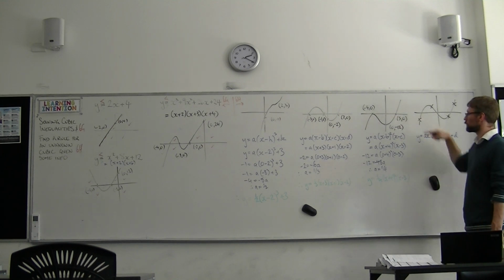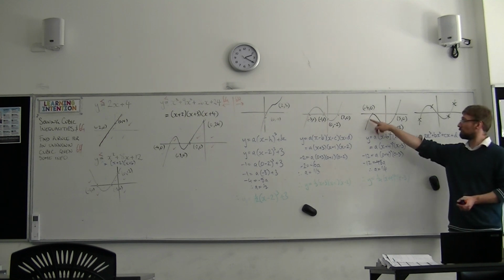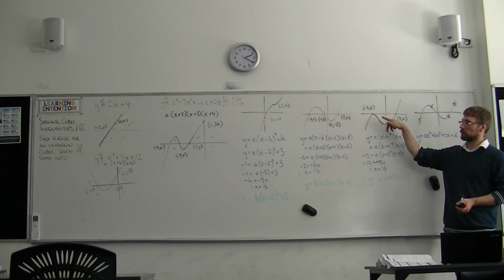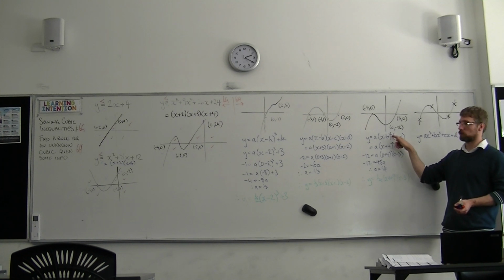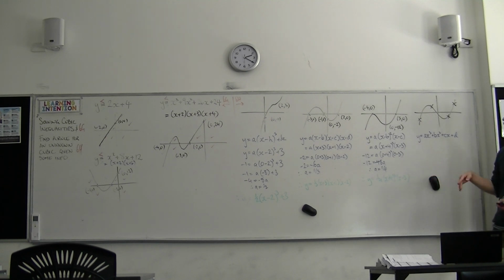How many pieces of information were you given here? 3. You're given 4. It's just subtle. So you've got 3 points. What's the 4th bit of information? Negative 4 bounces. Right, the fact that this bounces on the axis. So that tells you that you've actually got a square factor. So that's your 4th piece of information. You will always have 4 pieces of information required.